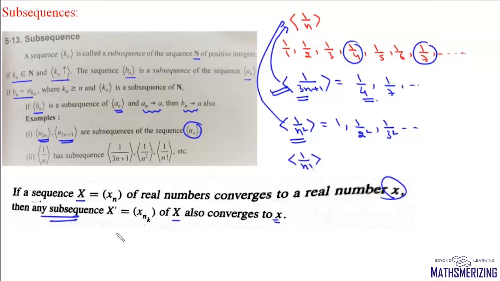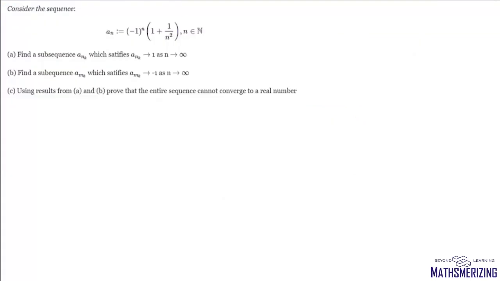Now another utility of this result is, suppose for any sequence we have two subsequences, say x1 and x2, and suppose x1 it converges to L1 and x2 it converges to L2, and if L1 is unequal to L2, then we can say the sequence x is not a convergent sequence. Now let us take up an example.